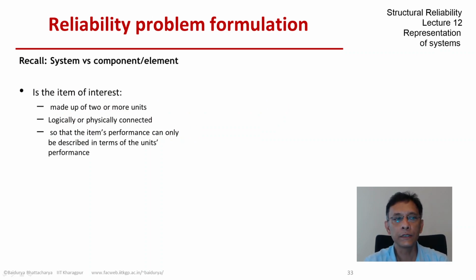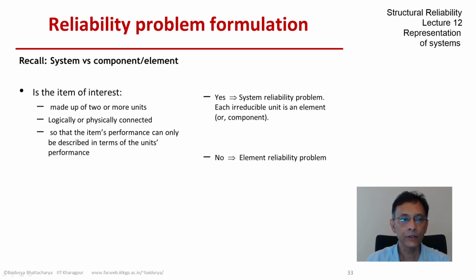Is the system of interest made up of two or more units that are logically or physically connected? And the key point here was that the item's performance, whether it's working or not working, can only be given in terms of those of the constituent units. So if the answer was no, then we have an element reliability problem. And if the answer was yes, then we have a system reliability problem. So that's what we are going to look at today in a more formal manner.